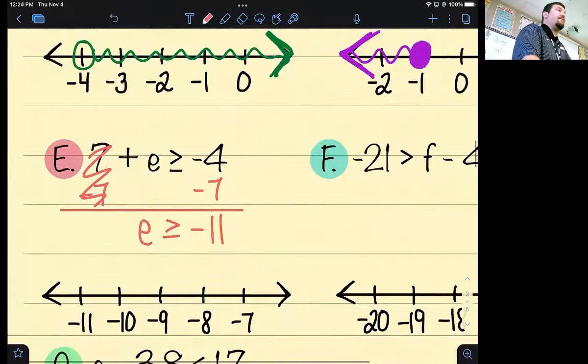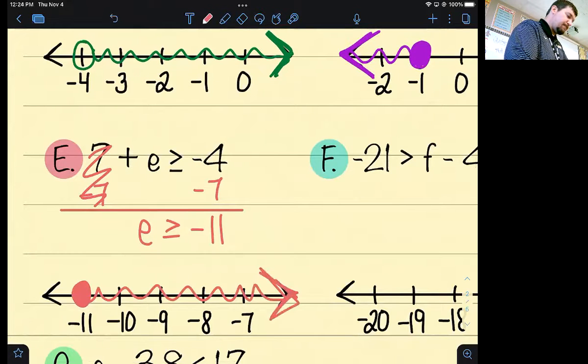So now I have to graph it. Andrea, do I want to use an open or closed circle around -11? Good. Is E bigger or smaller? Shade to the right. That's all you have to do. Ask yourself, open or closed circle, and then ask yourself if the variable is bigger or smaller.